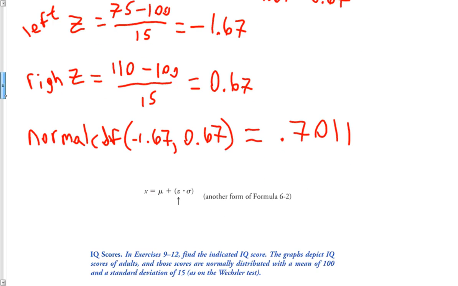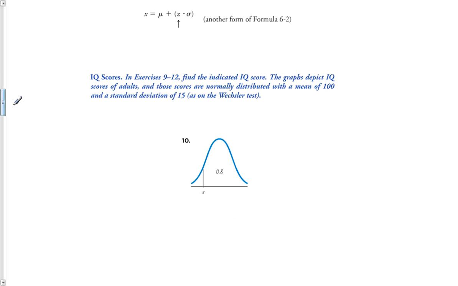All right, now there are cases also where we're given the area and we want to find the actual score itself. Now in those cases we want to use this form of formula 6.2, where this z-score is the z-score of the given area. So once they give you an area, the first thing you need to do is find the z-score for that area and plug it into this formula to find the value of x that you're being asked to find.